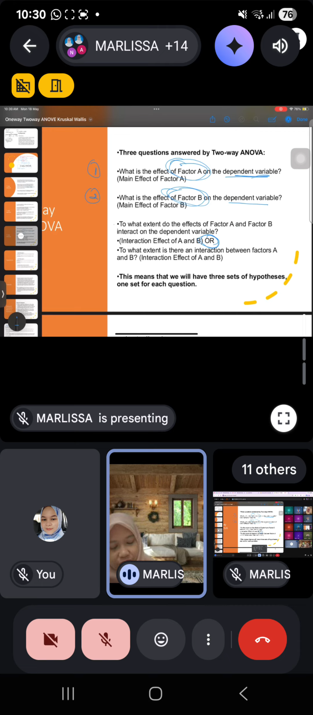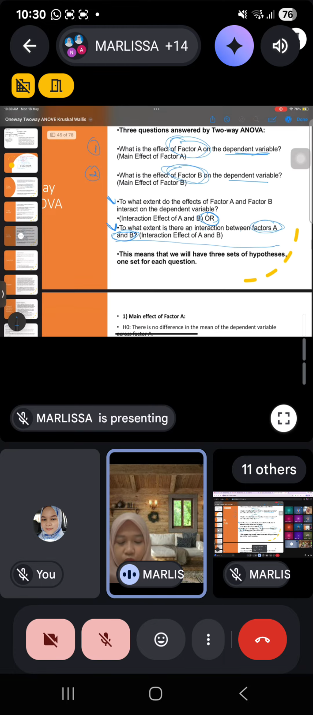You can choose to write like the first one or the second one. Usually I will choose to write the second one. To what extent is there an interaction between sex and gender? That is where we look at the interaction effects between sex and gender.